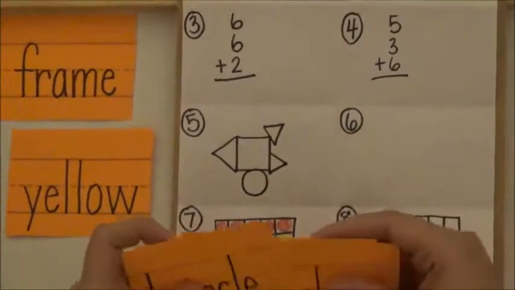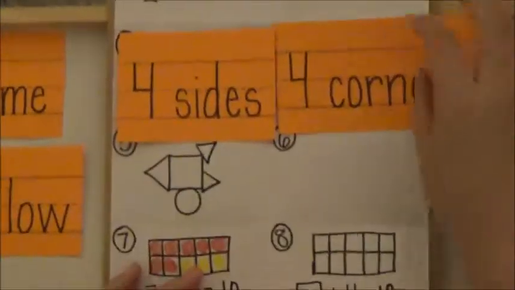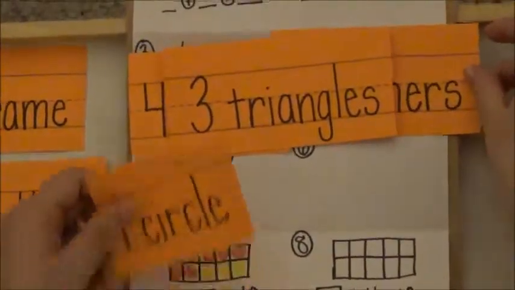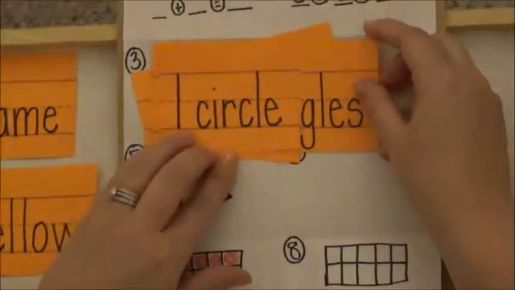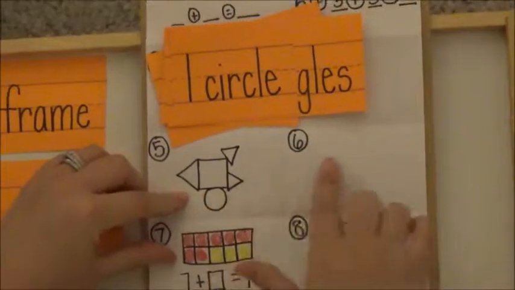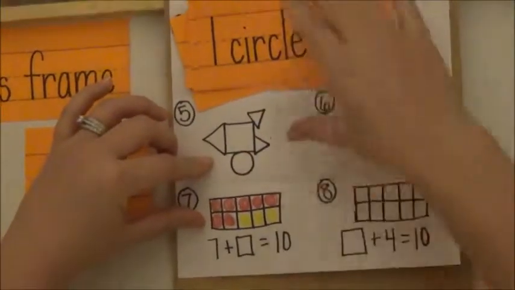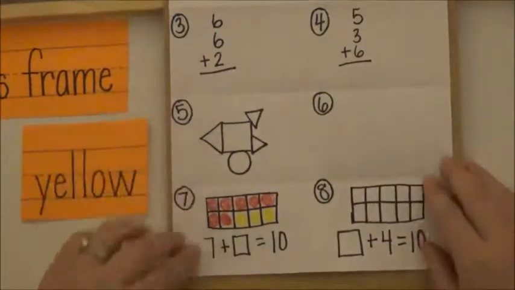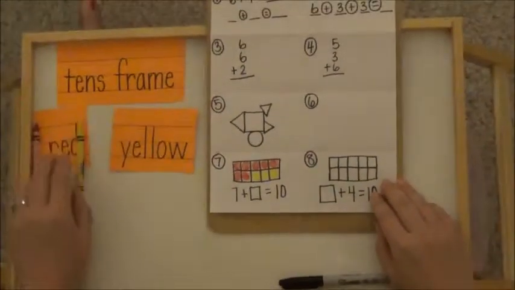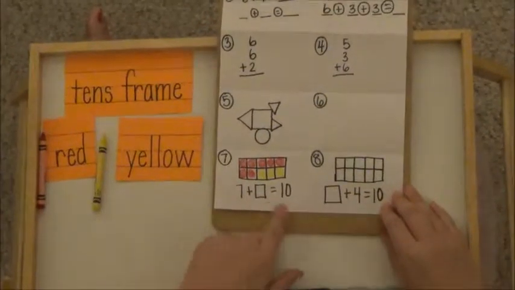Number 5 and number 6, you were supposed to use your creativity to make a shape with 4 sides and 4 corners, add 3 triangles to it, and then a circle. I drew this picture, and then you could have made any 2 pictures that you wanted, but you had to use those same shapes. And number 7 and number 8, we made 2 tens frames. We used our red crayon and our yellow crayon, and we did missing addend problems.